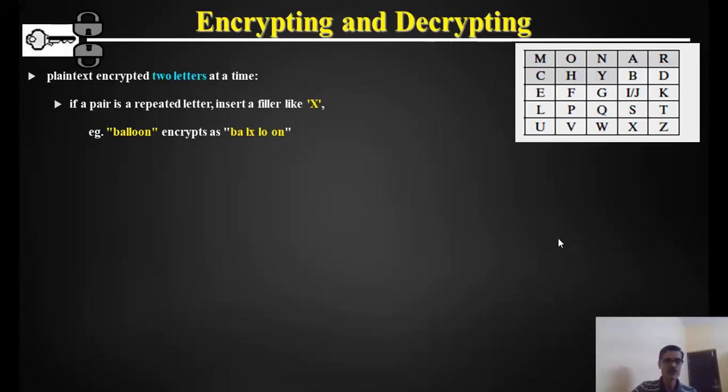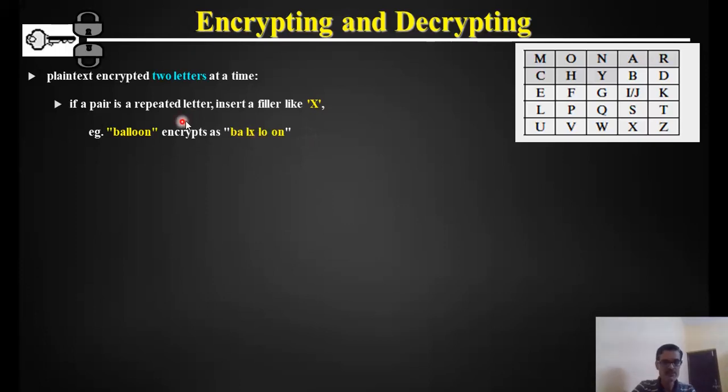Okay, let's look at this. If a pair is a repeated letter, insert a filler like X. Say in my plain text I have the word balloon, where the L is repeated, the O is repeated, and it is followed by N. If a pair is repeated, that is double L and double O, it should first be converted in the plain text itself, before you encrypt, as BA, LX, LO, and ON.